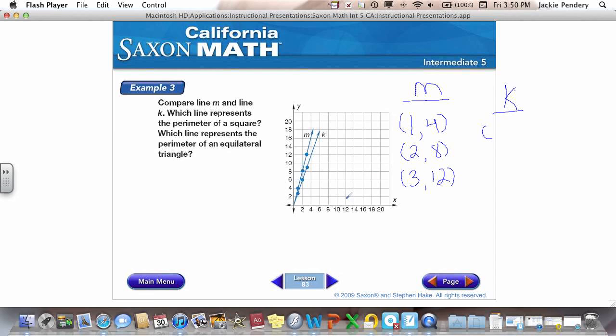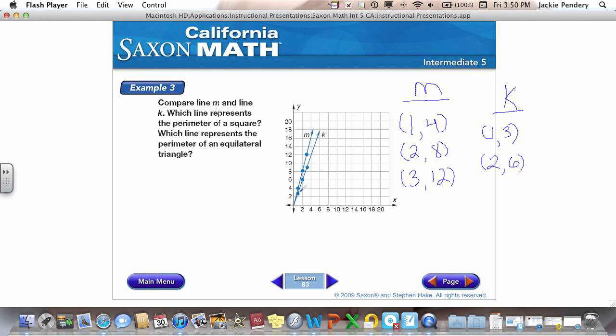So if I go over here to my graph, if I look at my very first dot right here, again, it's between the 0 and the 2 on the x-axis. It's on the 1. And then between the 2 and the 4 on the y-axis. So it's at 3. So my first one is 1, 3. That's my first point on my K line. My second point, if I follow it up, is on the 2 on the x-axis and 6 on the y-axis. So 2, 6.